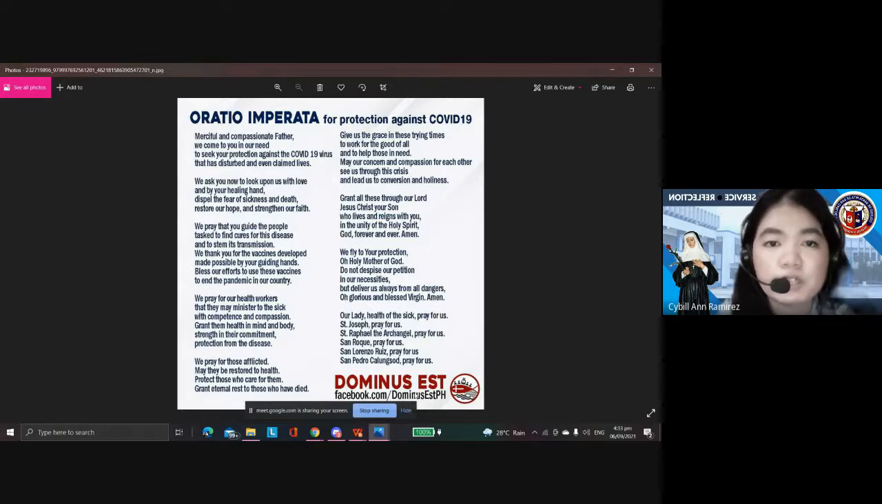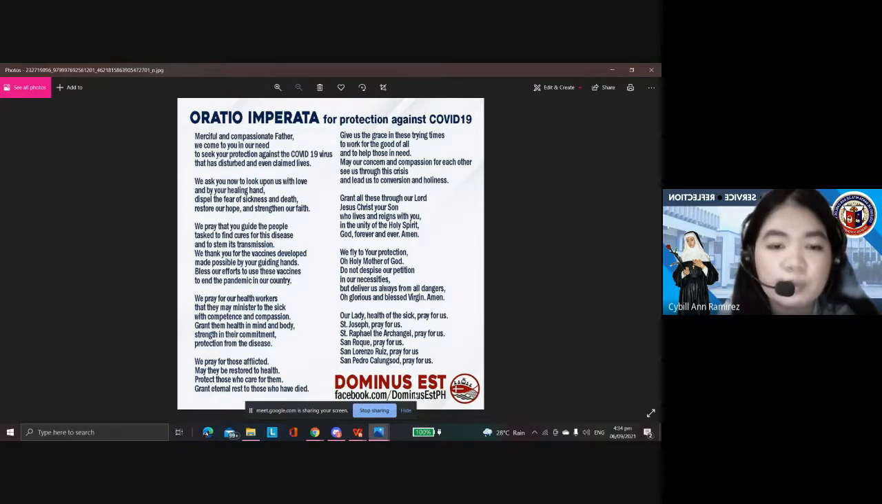Merciful and compassionate Father, we come to you in our need to seek your protection against the COVID-19 virus that has disturbed and even claimed lives. We ask you now to look upon us with love and by your healing hand, dispel the fear of sickness and death, restore our hope and strengthen our faith. We pray that you guide the people tasked to find cures for this disease and to stem its transmission. We thank you for the vaccines developed, made possible by your guiding hands. Bless our efforts to use these vaccines to end the pandemic in our country.